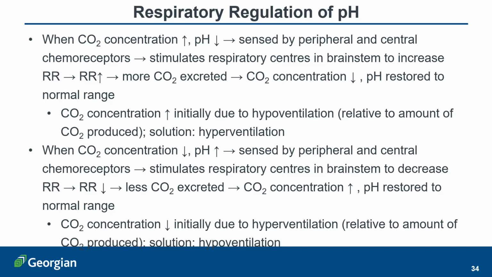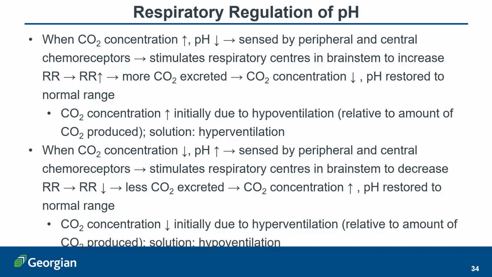On the other hand, when CO2 concentration decreases, it means we have less of the volatile acid. pH is going to increase. This is going to be sensed by the peripheral and central chemoreceptors. The respiratory centers in the brainstem are going to decrease the respiratory rate. Consequently, less CO2 is going to be excreted. CO2 concentration increases and pH is restored to the normal range.